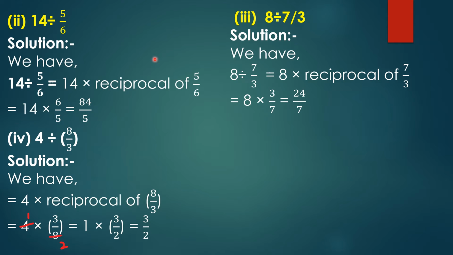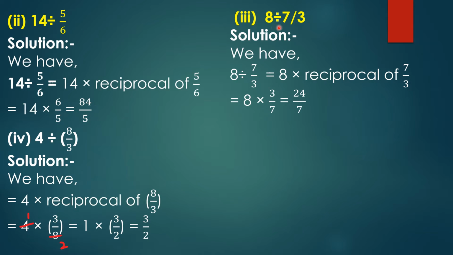The next question is 14 divided by 5 by 6. What is the reciprocal of 5 by 6? It is 6 by 5. Therefore 14 divided by 5 by 6 equals 14 into 6 by 5, which equals, 14 sixes are 84, divided by 5 is the answer for this given question.